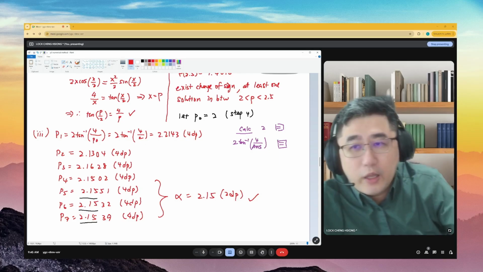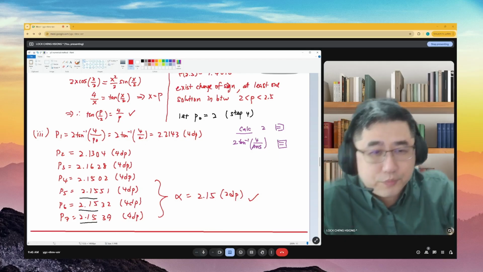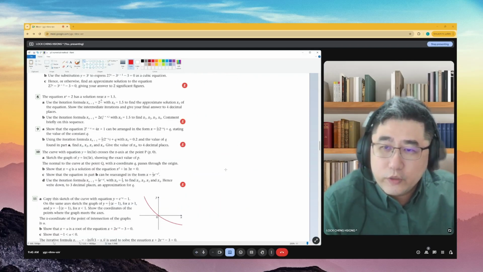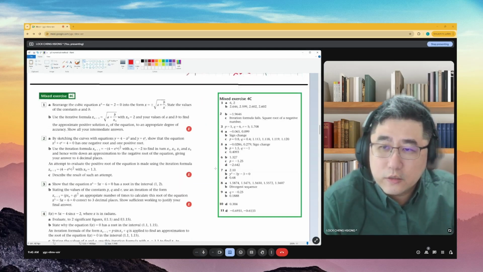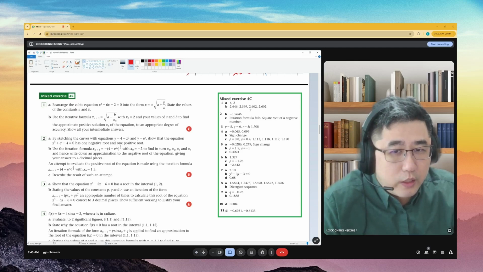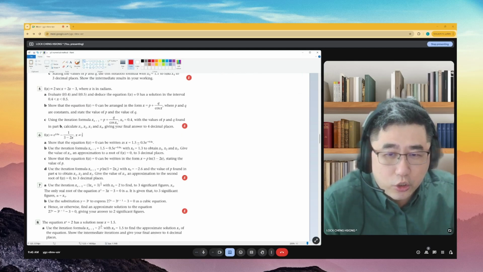This is chapter 6, numerical methods. Over here there are exercises: mixed exercise 4C that you can do. The answers are over here. You can go through the questions accordingly.